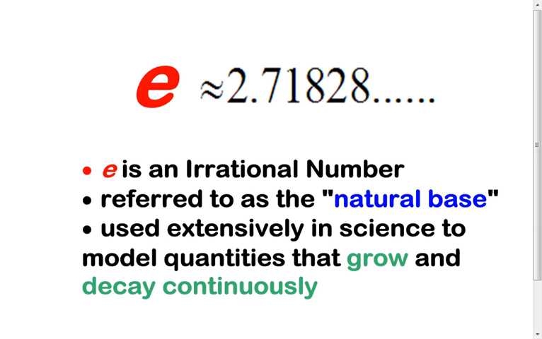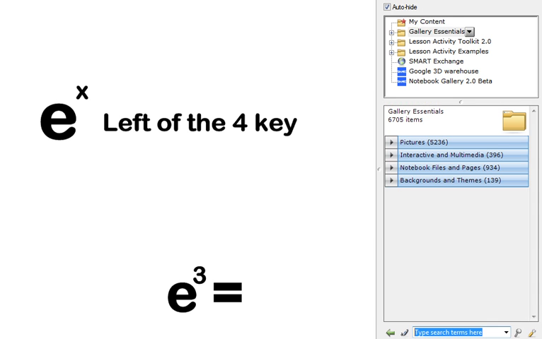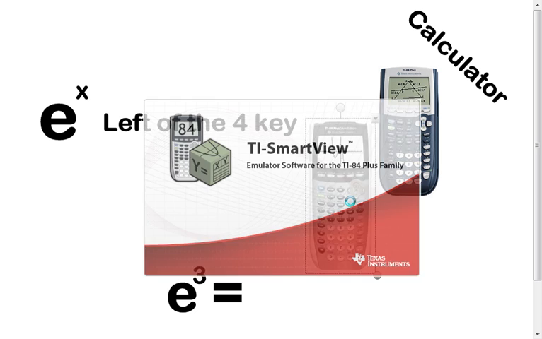But if you look at your calculator, there is a button on your calculator to calculate e for you. Okay? It is left of the number 4 key, and it is an e to the x button. And so when you use that e to the x button, that's what that is. It's logs in base e.